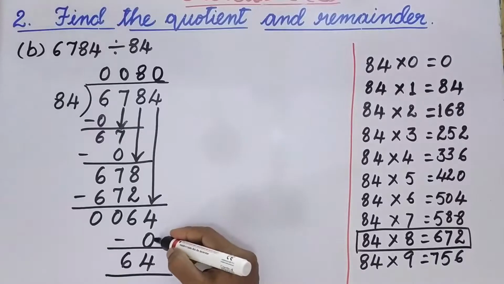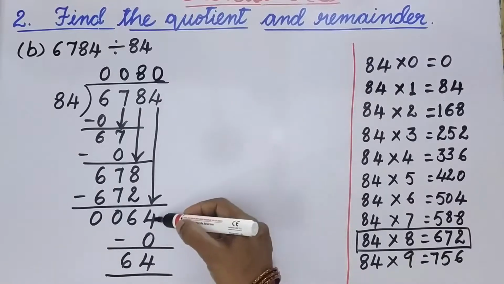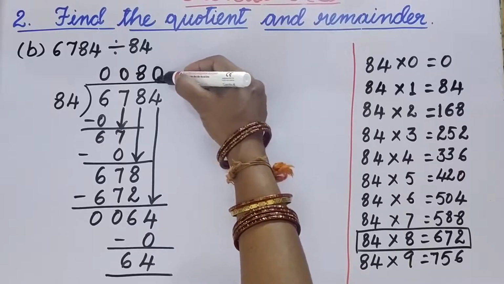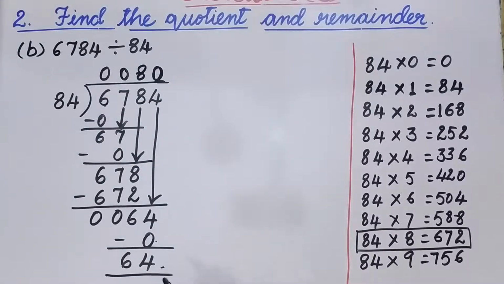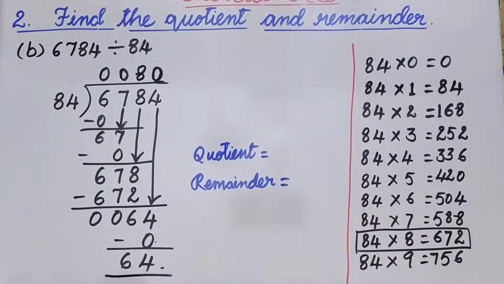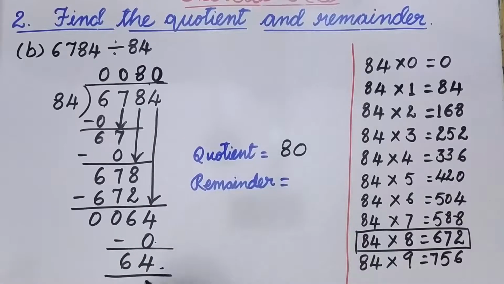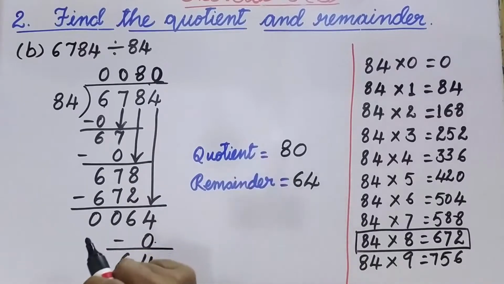You may ask why this one? Because we need to complete this step. After taking down, we need to divide this number, no? So, we have to divide by writing here 0, 84 zeros are 0 and subtraction. This is the remainder. By the side, we need to write. What's the quotient? Yes, 80 is the quotient and remainder is 64. Pause the video and copy it in your classwork.